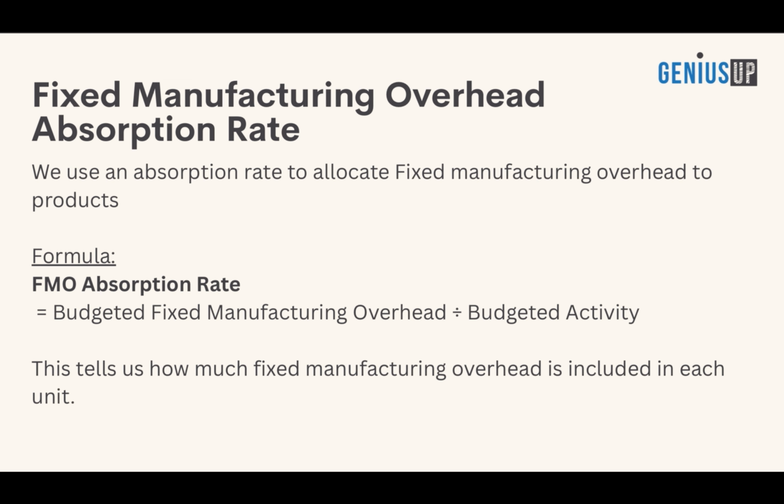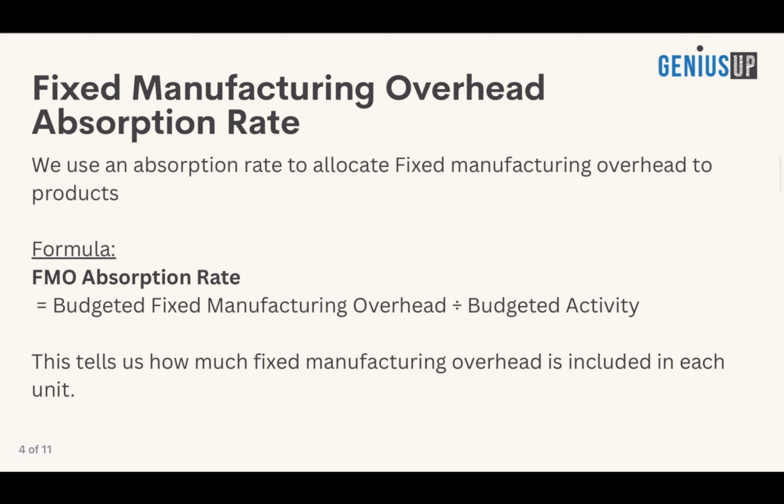Fixed manufacturing overhead absorption rate. So remember, we said the issue here is we can't really trace the fixed manufacturing overhead cost to the specific product. Like you can't trace how much each of the product consumes of the fixed manufacturing overheads. However, we can come up with some sort of estimate that can help us to allocate this cost to specific products or to unit products, right?